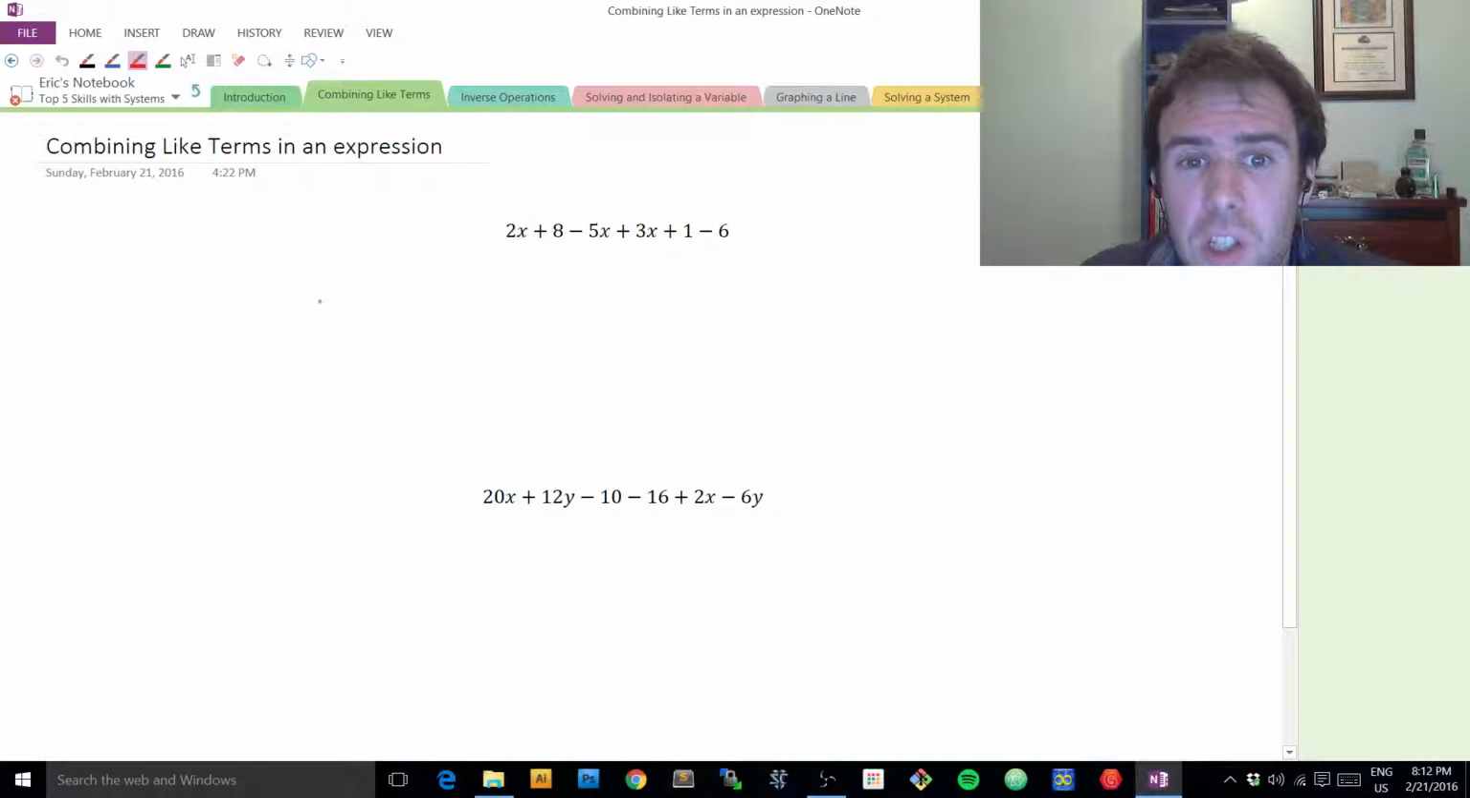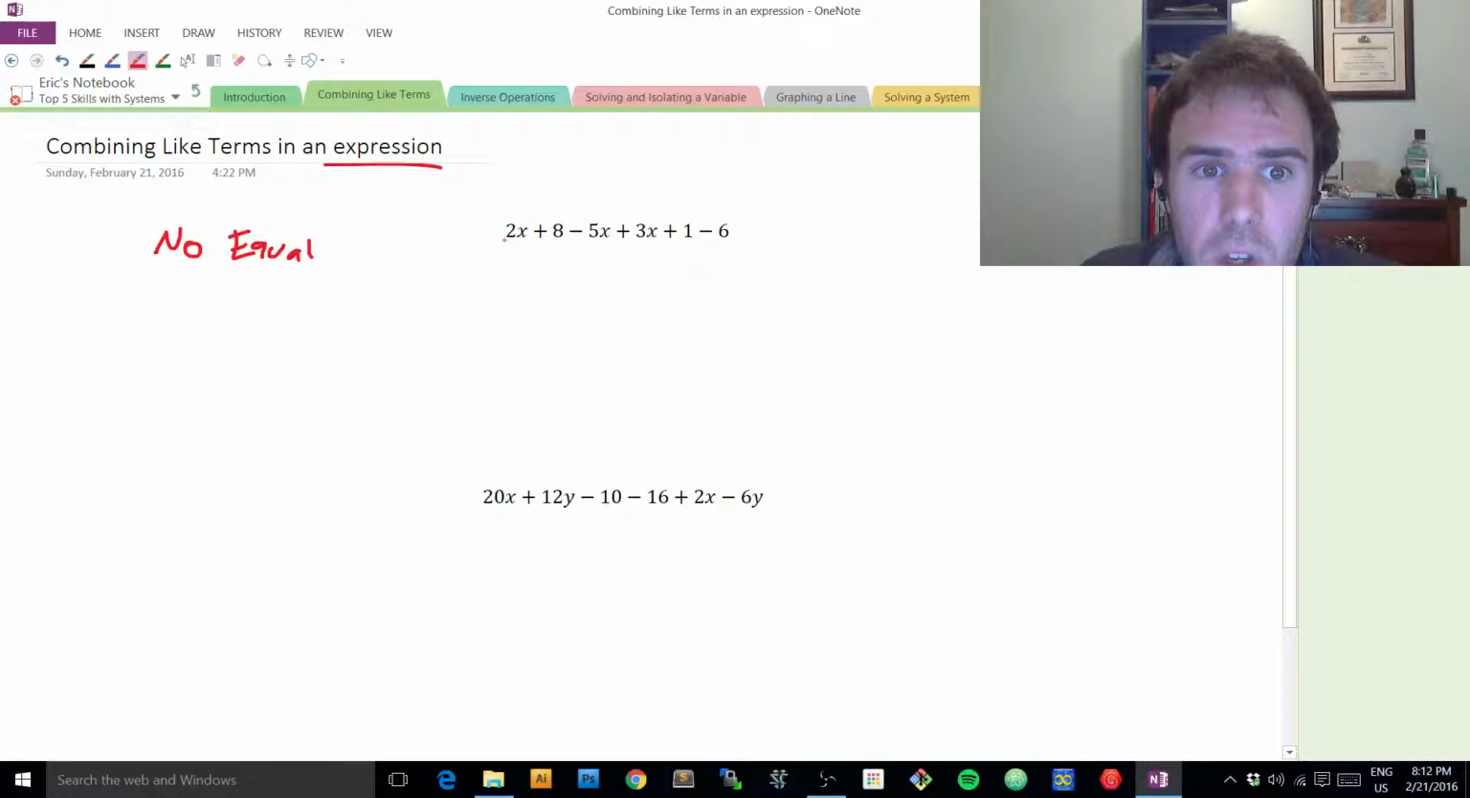Now remember, an expression is just a bunch of numbers and operations, but there is no equal sign. That's what makes it an expression. So here, everything's fair game. I can kind of look at it and go one by one. Let's say I want to collect all of my variables first. So I found 2x. This is actually subtracting 5x.